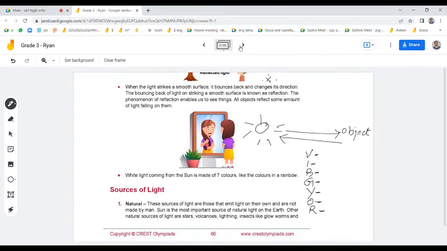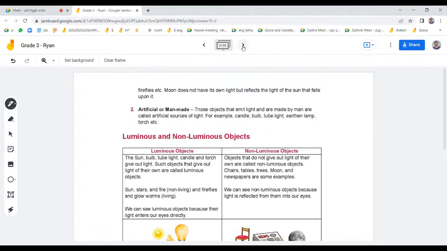So in luminous objects, you have two types. One is a natural source of light and another one is artificial or man-made. For a natural source of light, the example is the sun, then lightning, volcanoes, etc. An example for a living luminous object is fireflies and glowworms. The sun, stars and volcanoes are non-living luminous objects. And in luminous objects, you have artificial, man-made ones also.